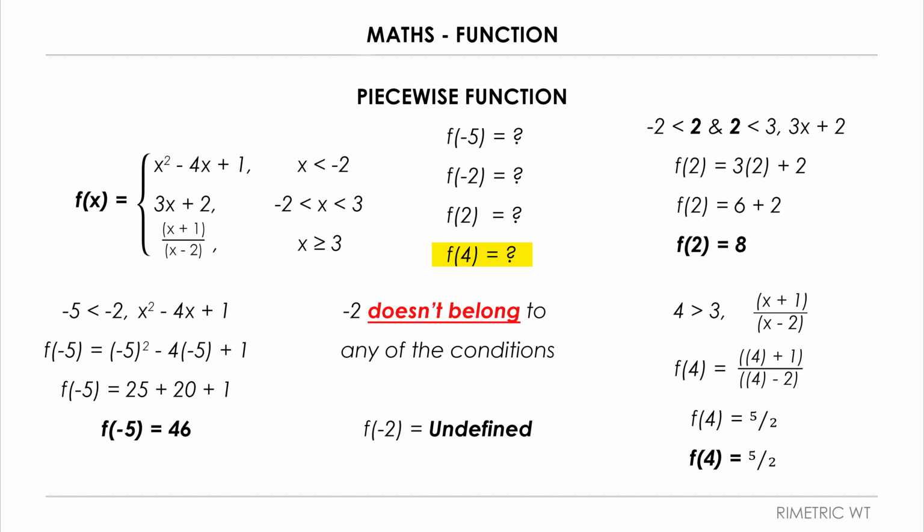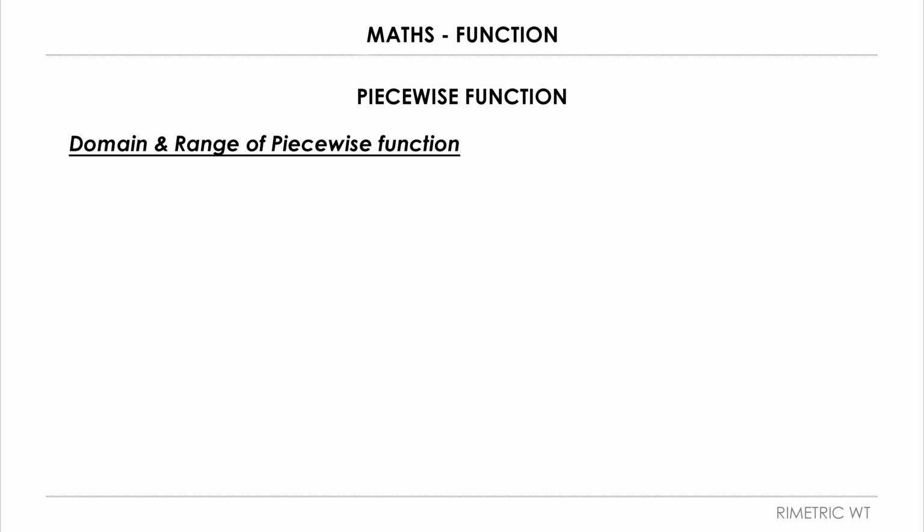Now, once we're comfortable evaluating piecewise functions, we need to think about their domain and range. This is where we have to be careful about whether the endpoints are included. We use square brackets for closed intervals where the endpoint is included, and parentheses for open intervals where the endpoint is excluded. The domain is simply the union of all the values where the function is defined.